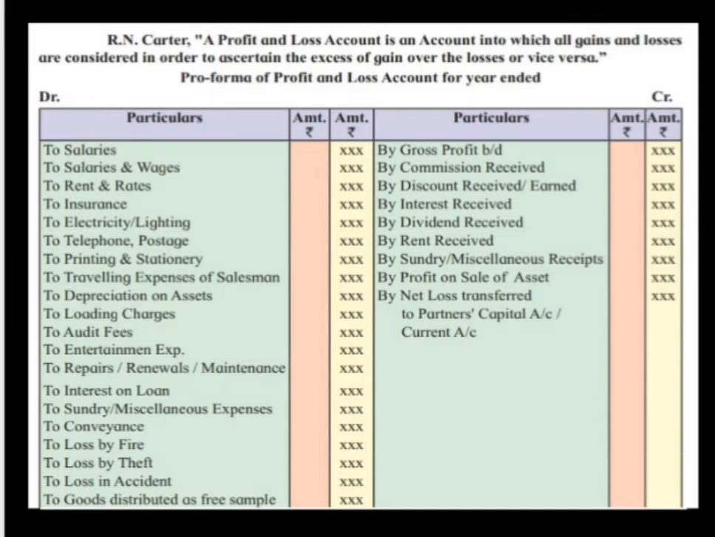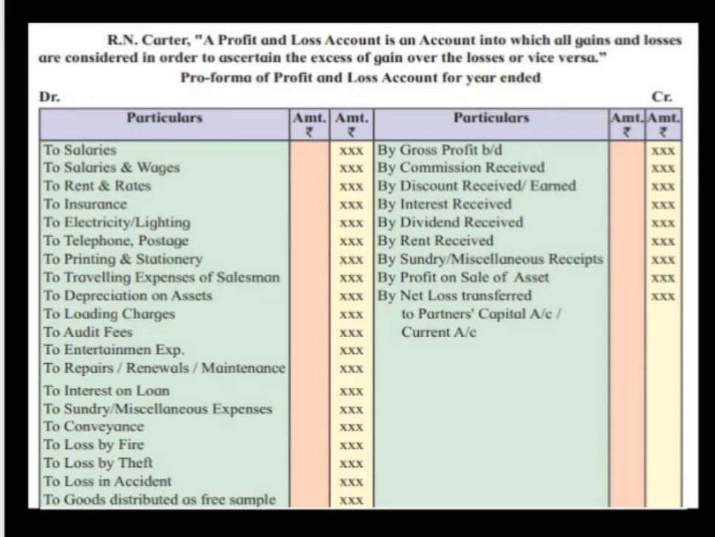And remember, if there is a profit, then we have to credit it to the profit and loss account. See here, the first item is by gross profit brought down. And then the indirect incomes, that is commission, discount received, interest received, dividend received, rent received, sundry miscellaneous receipts. And if there is a sale of an asset and we get a profit, then obviously we should credit it to the profit and loss account.